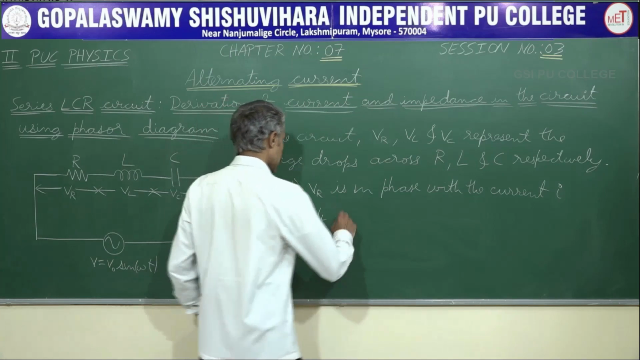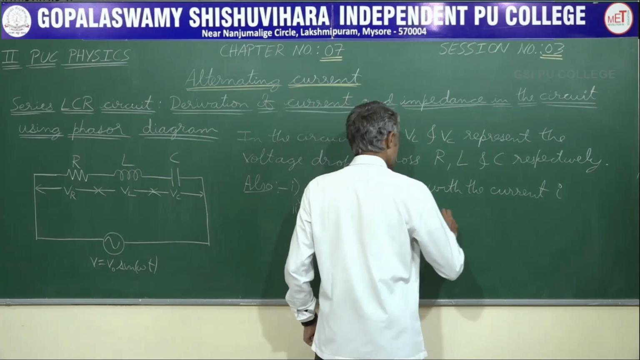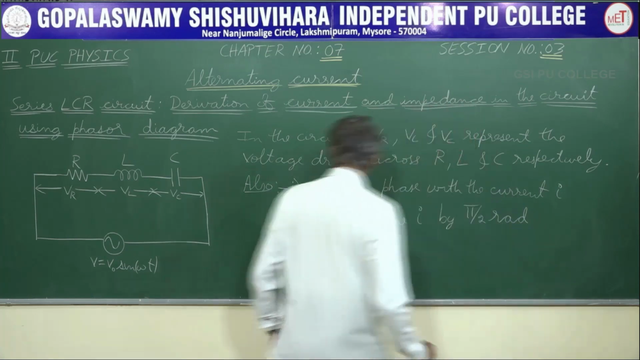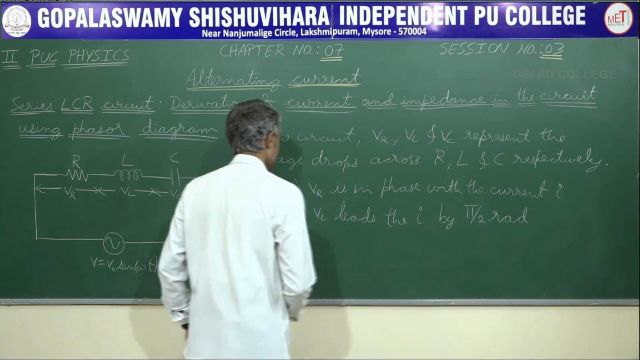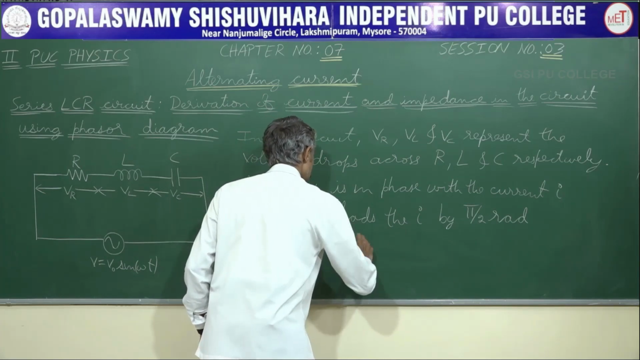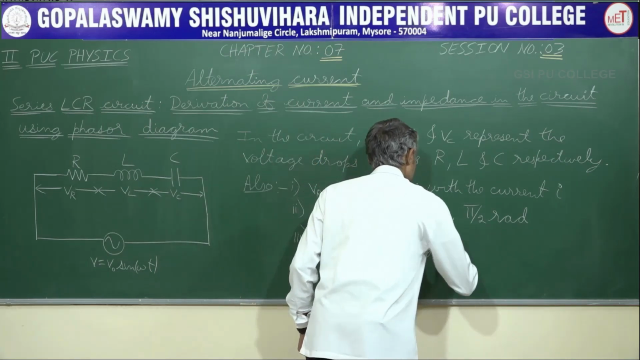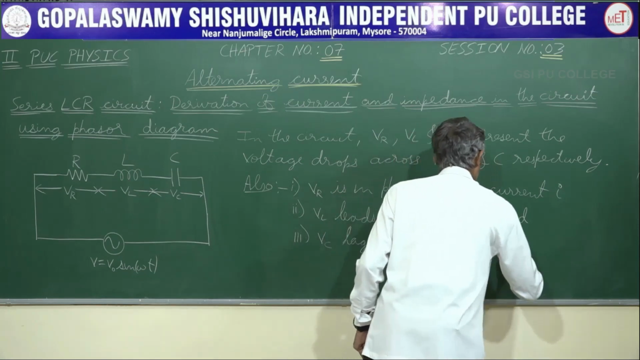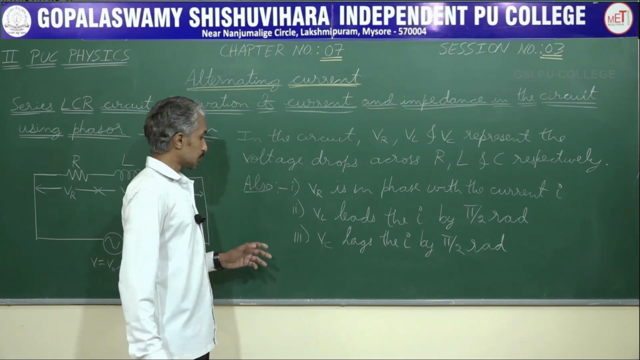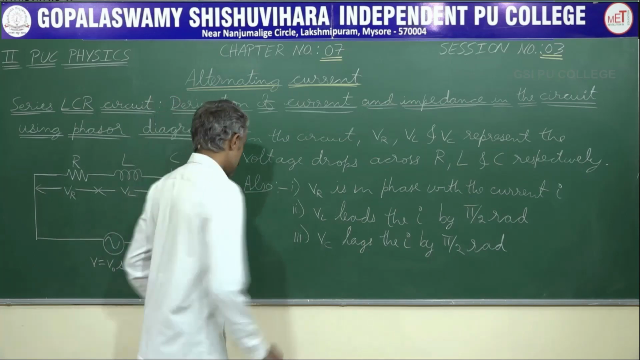Also, the voltage across the inductor leads the current by pi by 2 radians, and the voltage across the capacitor lags behind the current by pi by 2 radians. So now we will draw a phasor diagram which would represent the current and the voltage in the circuit. So how will it be?